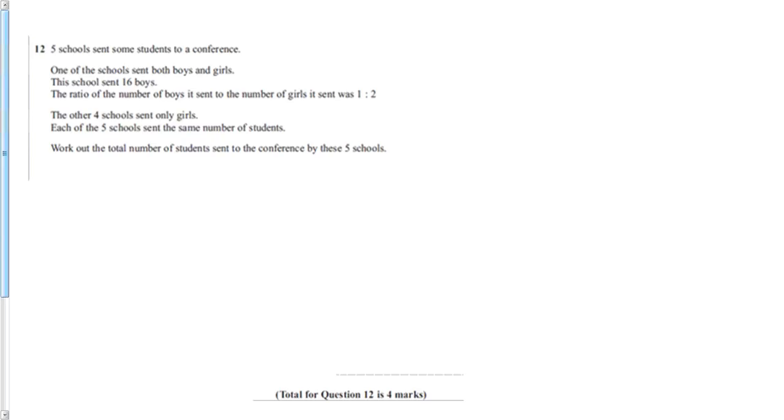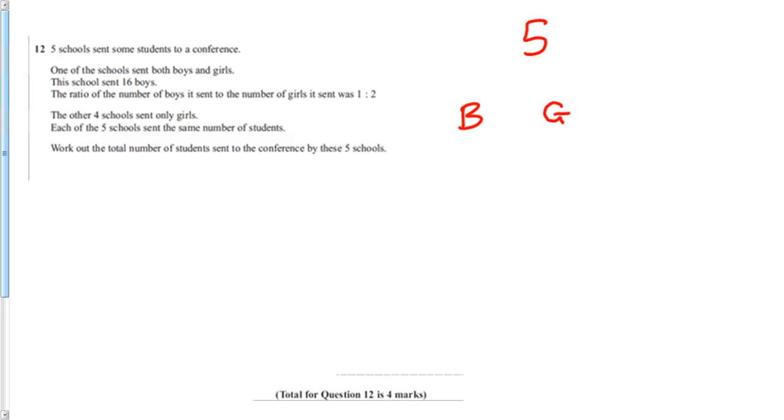Okay, so the next question, question 12, was all about ratios. With this question, we've got 5 schools. So it's worth just writing down any information that's going to help you later on in the question. One of the schools sent both boys and girls. So we've got boys and girls going from this one school.